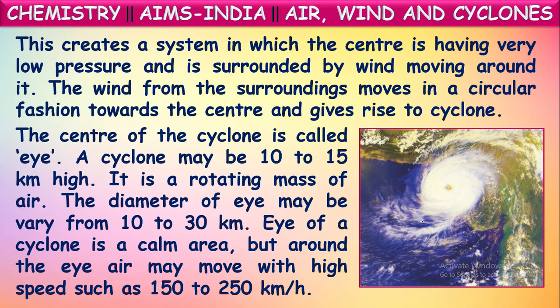But around the eye, air may be moving at a very high speed, such as 150 to 250 kilometers per hour. With that speed, wind will be moving in a circular motion with heavy speed. So that may cause destruction also. But at the center of the cyclone, the air will be very calm because very low pressure is created.